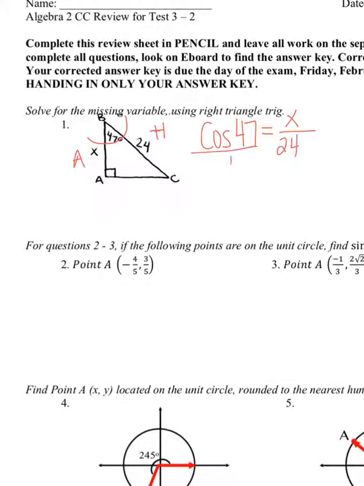Put this over 1. For this, your calculator should be in degree mode because this is 47 degrees. When you cross multiply, you get x is equal to, in your calculator, you have to type in 24 times the cosine of 47 degrees. Again, degree mode. When you do that, this doesn't tell you where to round to, so really you should write out the whole thing. You get 16.367960664.